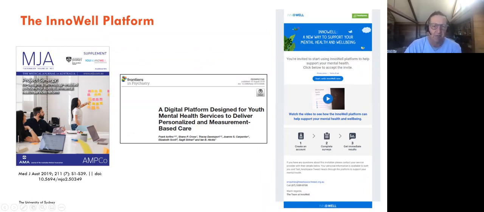And the most experience we have with the InterWell platform is around young people. I particularly recommend the article in Frontiers in Psychiatry to those who are interested in reading more about how it works at the individual person level, about how people come into such a platform, create accounts, complete surveys, get immediate results, and progress through.